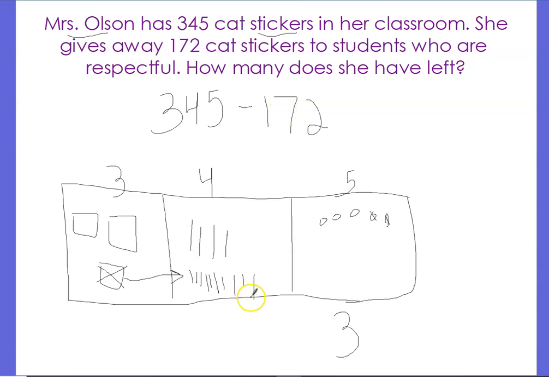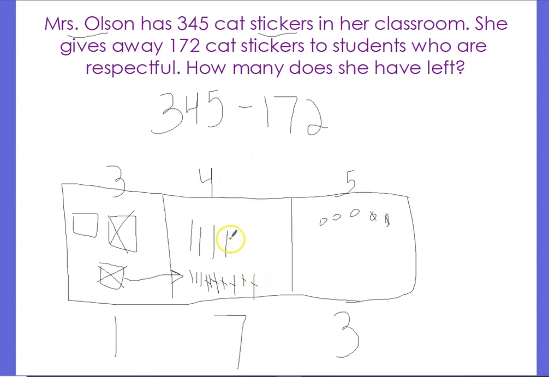Okay, now do I have enough to take away 7? I do, right? 1, 2, 3, 4, 5, 6, 7. So now left over we have 1, 2, 3, 4, 5, 6, 7. And now over here we have 3 hundreds minus 1 hundred. So if I take away 100, I have 2 hundreds left over. So my answer is 173.